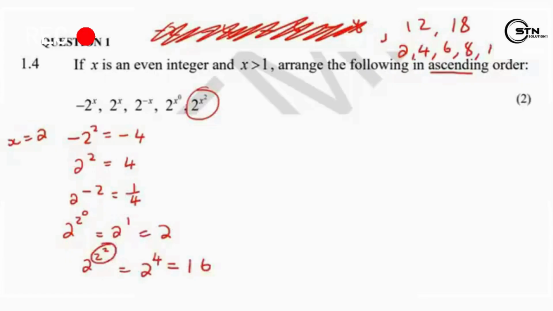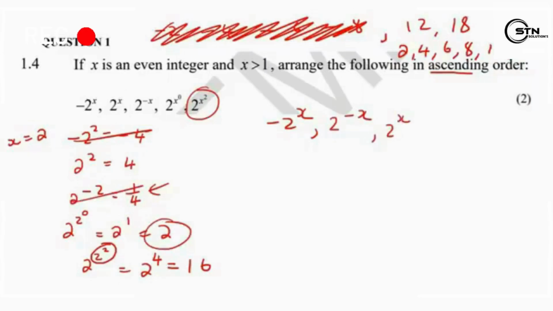Okay, so we can see the order from smallest to largest. So the smallest one is this one over here, so that's negative 2 to the x. Then the next one is this one over here, so that's 2 to the negative x. And then the next one is this one over here, which is 2 to the x0. And then the next smallest one is this one over here, which is just 2 to the x. And then the next one is this one, which was 2 to the x squared.